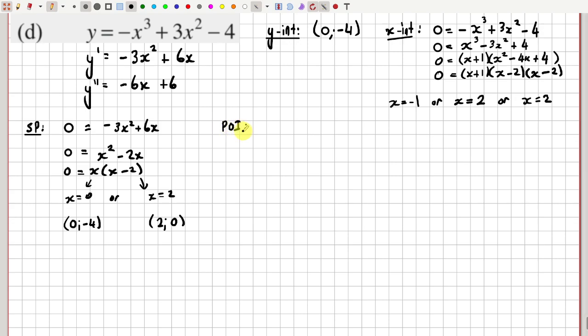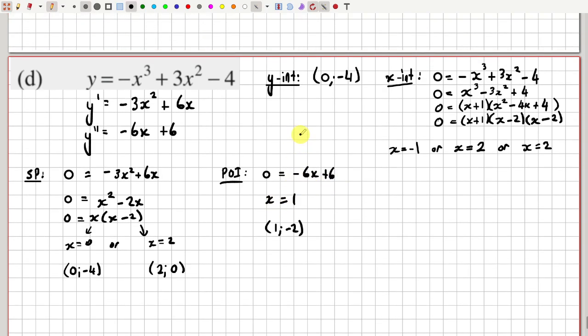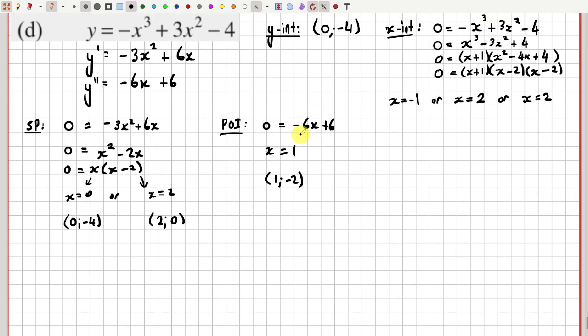Next up, we've got a point of inflection. We'll take the second derivative and make it equal to 0. x is equal to 1, and we'll sub that back into our original equation, and we'll get 1 and negative 2. Okay, now we can draw this. But before we can draw it, we need to understand how the function is going to look. The original equation looks like this.